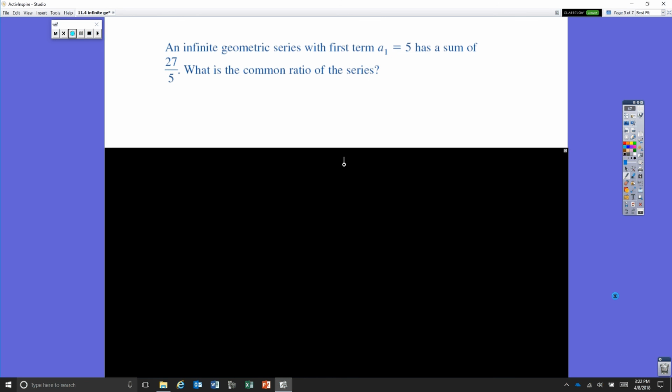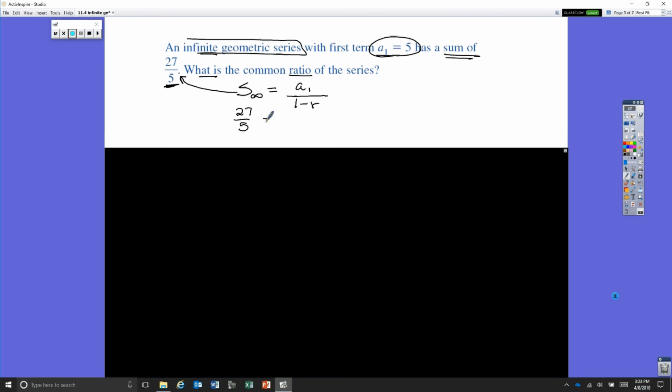How about if I give you this information? You have an infinite geometric series. Your first term is 5. Your sum is 27/5. What is your ratio? Well, an infinite geometric series sum is the first term over 1 minus the ratio. The sum was 27/5, so I'm going to put that in the sum spot. The first term was 5, divided by 1 minus the ratio, which is what I'm looking for.